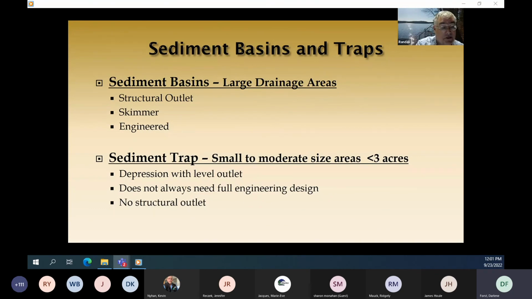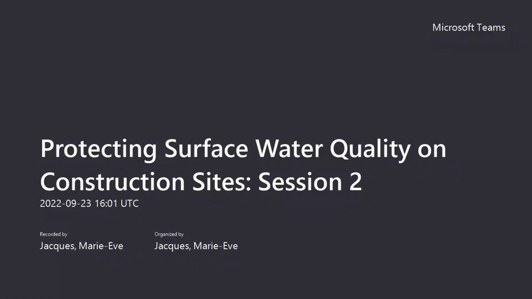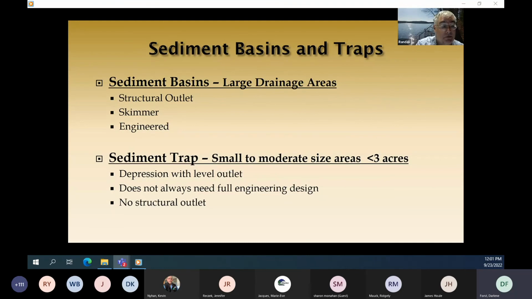Anytime we get into structures and engineering and possible dams, that's when the P.E. stamp needs to come out, and that's when I'm relying on the engineer. Alternatively, sediment traps are for smaller areas, and they're really easy to construct. They can be as simple as taking a bulldozer and making a depression in the ground. And we've done it on construction sites to just trap water so it's not all going to the perimeter of the site, and there's no structural outlet.